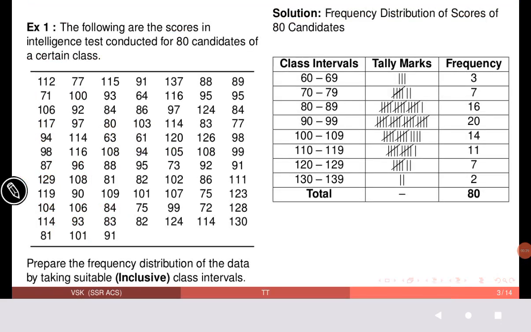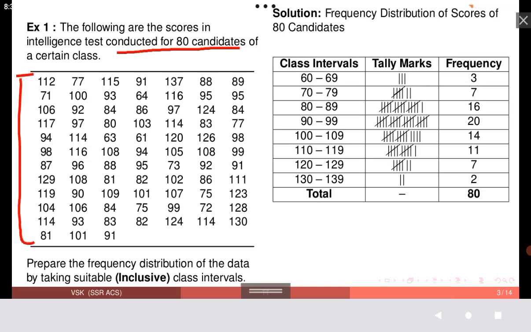So let us start with example number 1. The following are the scores in an intelligence test conducted for 80 students in a certain class. So this is the data given for 80 students. These are the marks obtained by students. What we have to do is prepare a frequency distribution of the data taking suitable inclusive class intervals. What does it mean by inclusive and exclusive? That we'll see in the next slide.